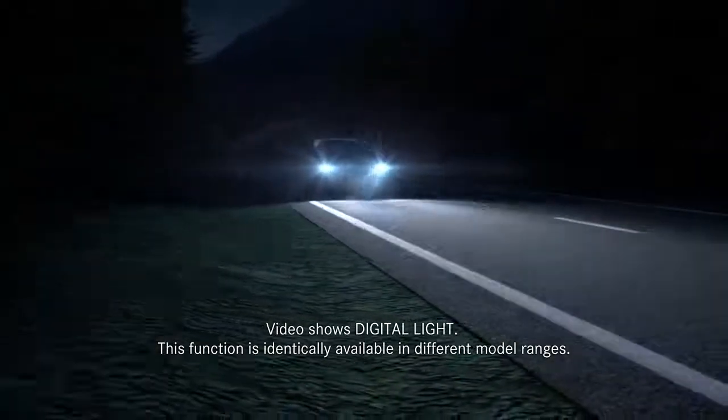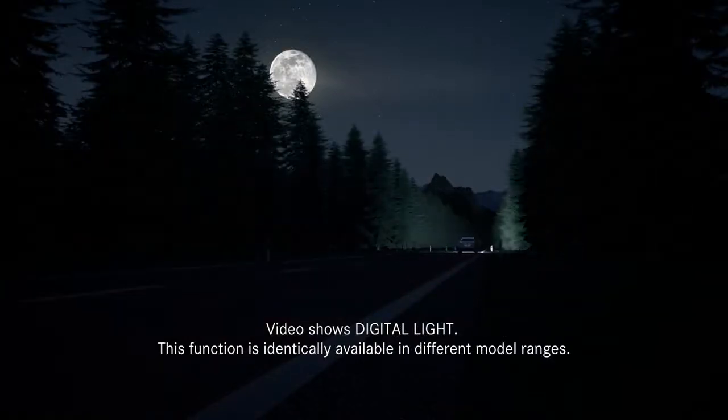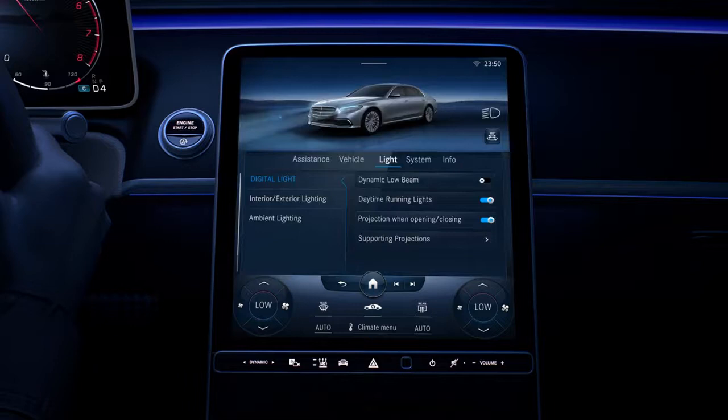The digital light visually assists the driver assistance systems by projecting informative graphics onto the road in front of the vehicle in critical situations. To switch on the digital light, the ignition must be switched on. In the multimedia system, select Home, Settings, Light, Digital Light, and activate Dynamic Dipped Beam.